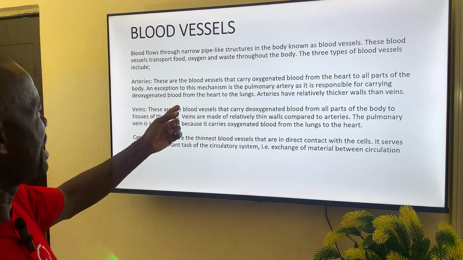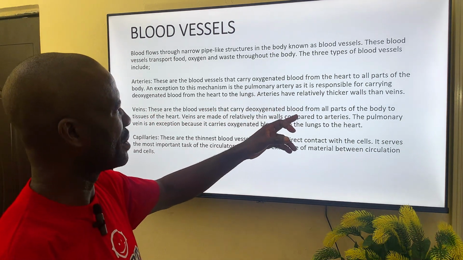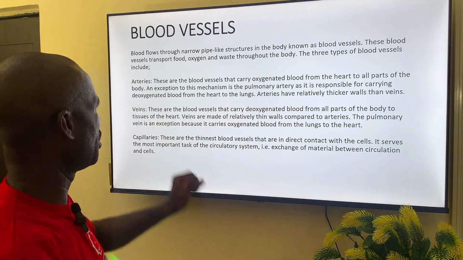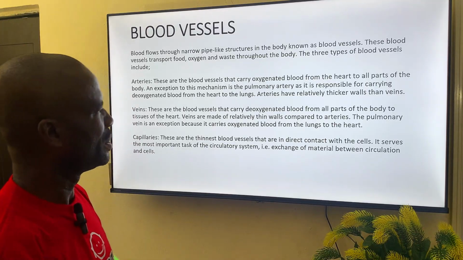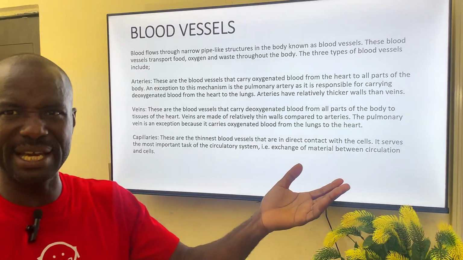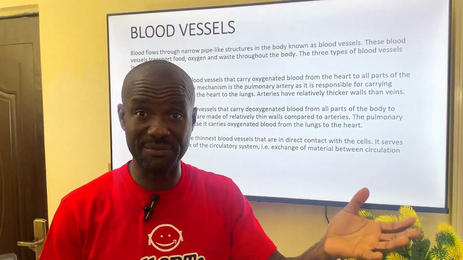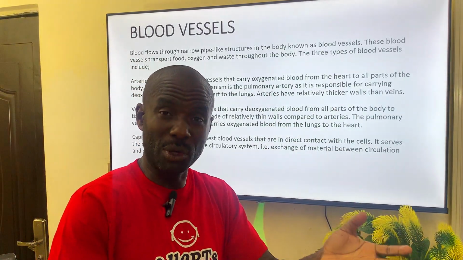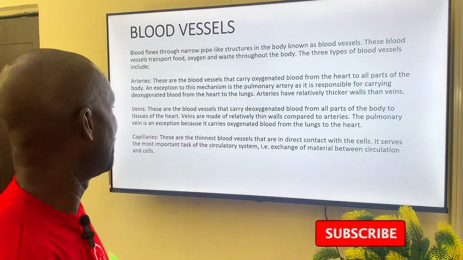So we said the exception is the pulmonary artery, because it is responsible for carrying deoxygenated blood from the heart to the lung. Arteries have relatively thicker walls than the veins. Why are they thicker than the veins? Because that's where the pressure starts from. They conduct blood directly from the heart away to the body.